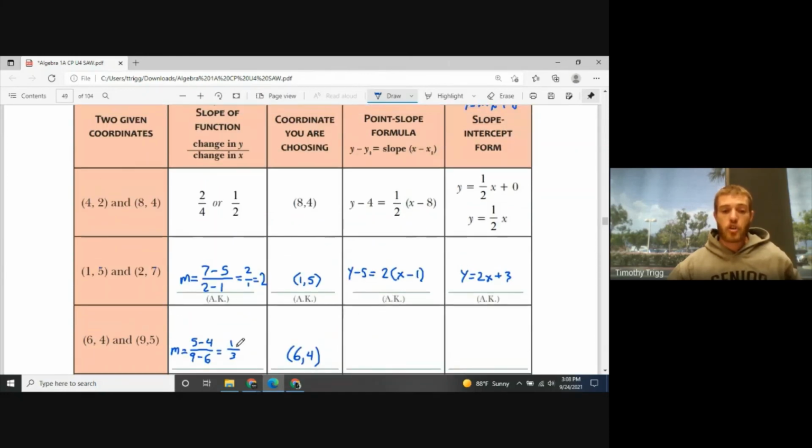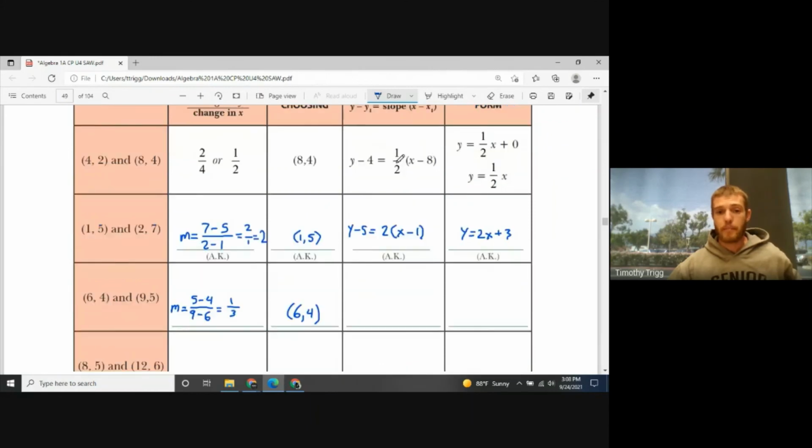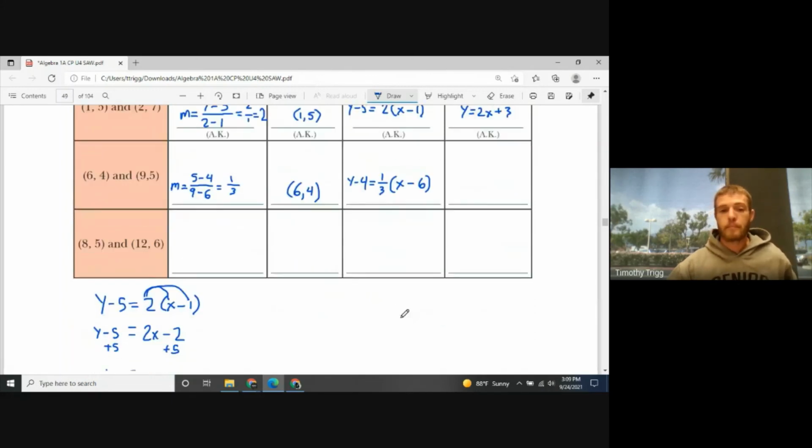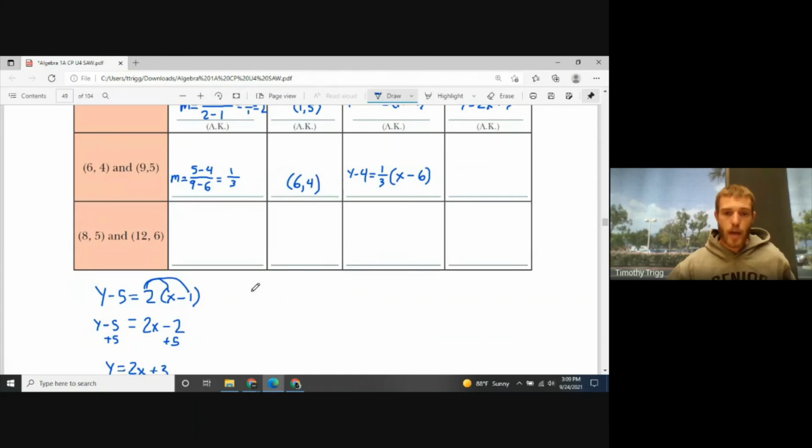Now that we have our slope and we've picked a point, we can now use the point slope formula. So y minus the y coordinate that I chose equals the slope, in this case 1/3, times x minus the x coordinate. Let's go ahead and write this into slope intercept form. So we're going to need to get y by itself here.